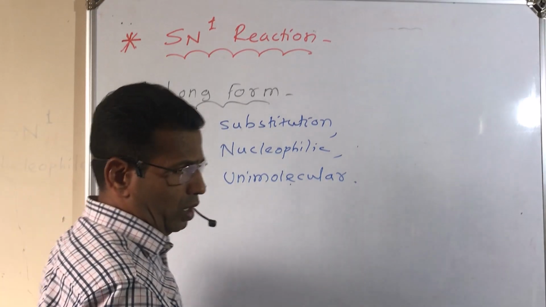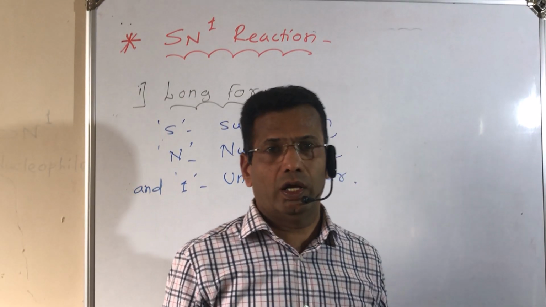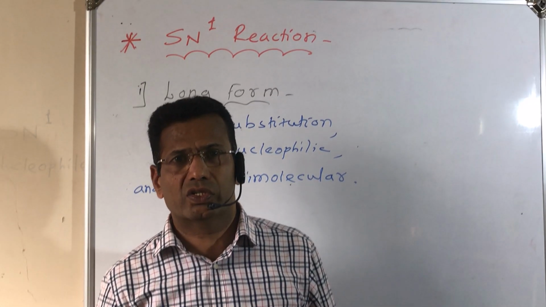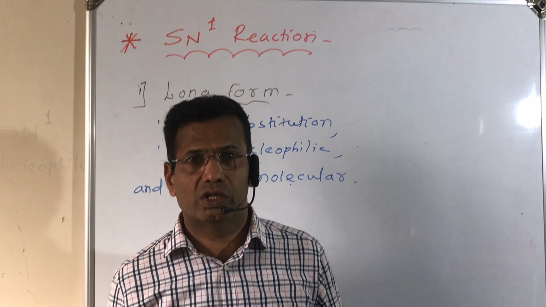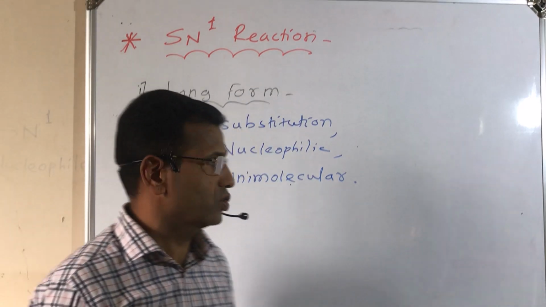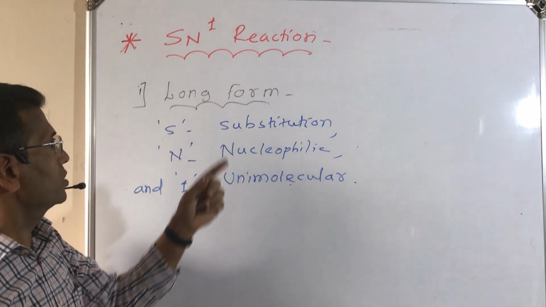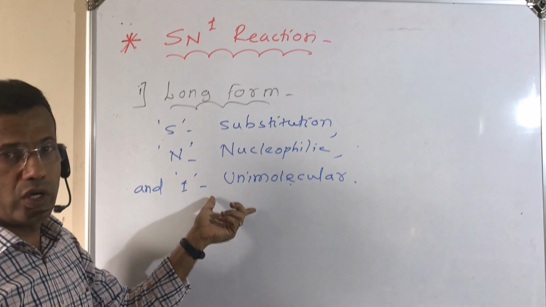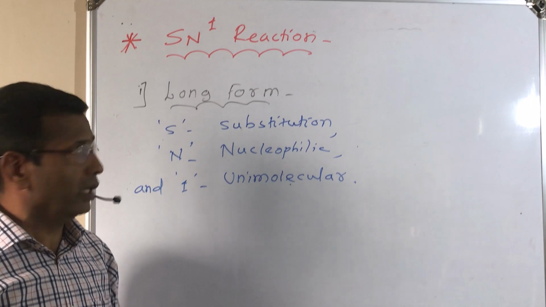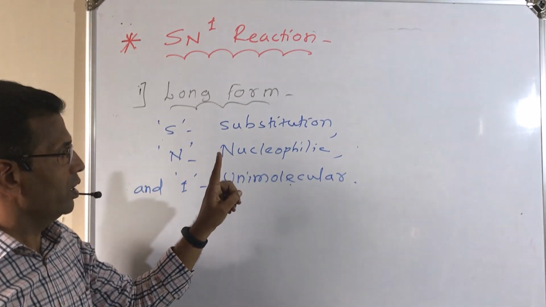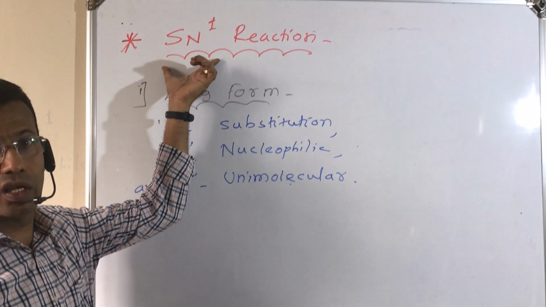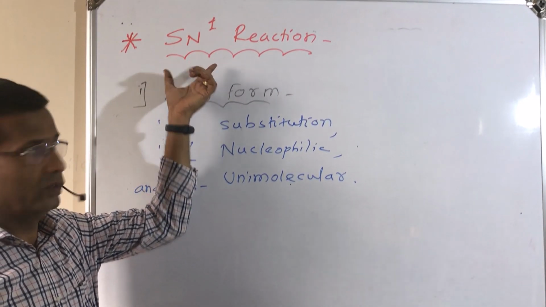What is the meaning of unimolecular? The molecularity of the reaction is only 1. That is, in the formation of the transition state, only 1, that is, the substrate molecule, is involved. Therefore, this type of reaction has molecularity 1. Such a reaction is called unimolecular. So the long form is substitution nucleophilic unimolecular reaction. So alkaline hydrolysis of tert-butyl bromide is a substitution nucleophilic unimolecular reaction, abbreviated as SN1 reaction.